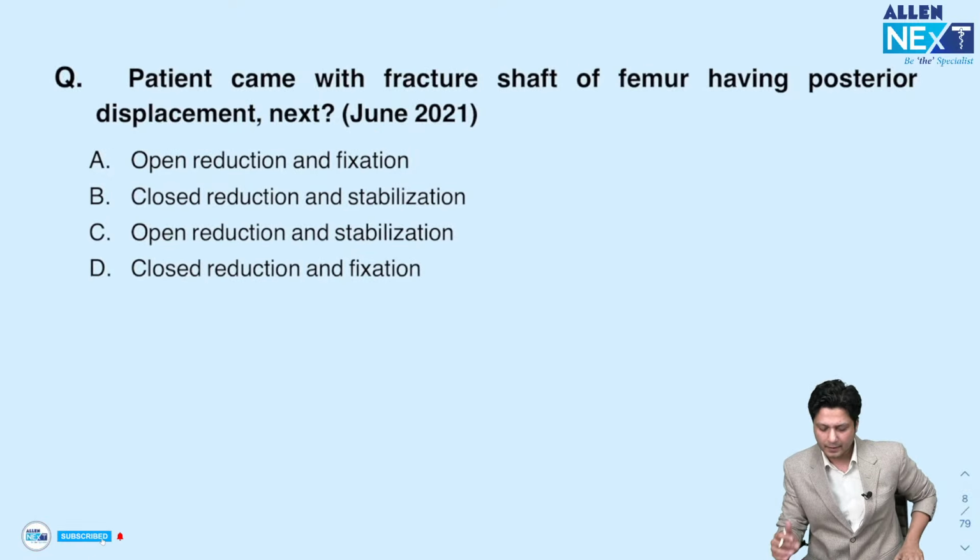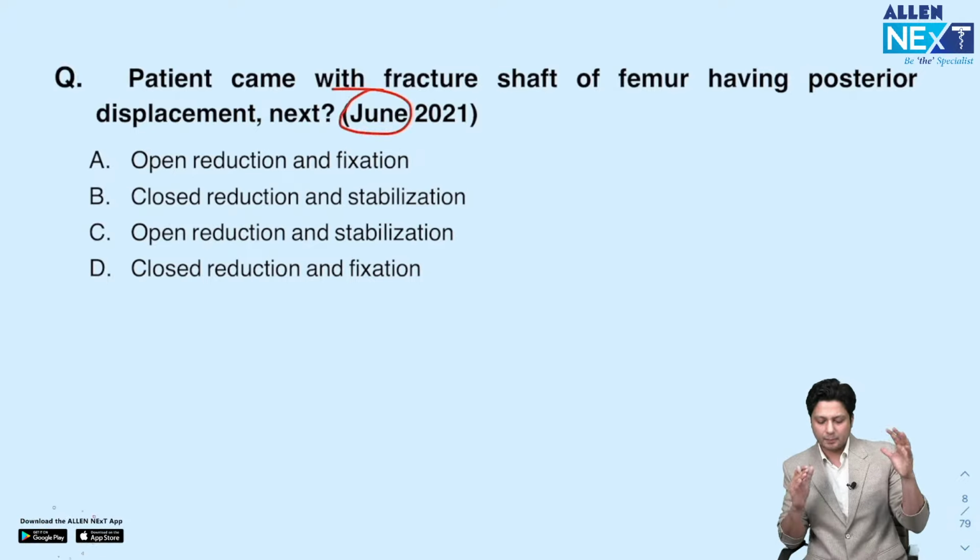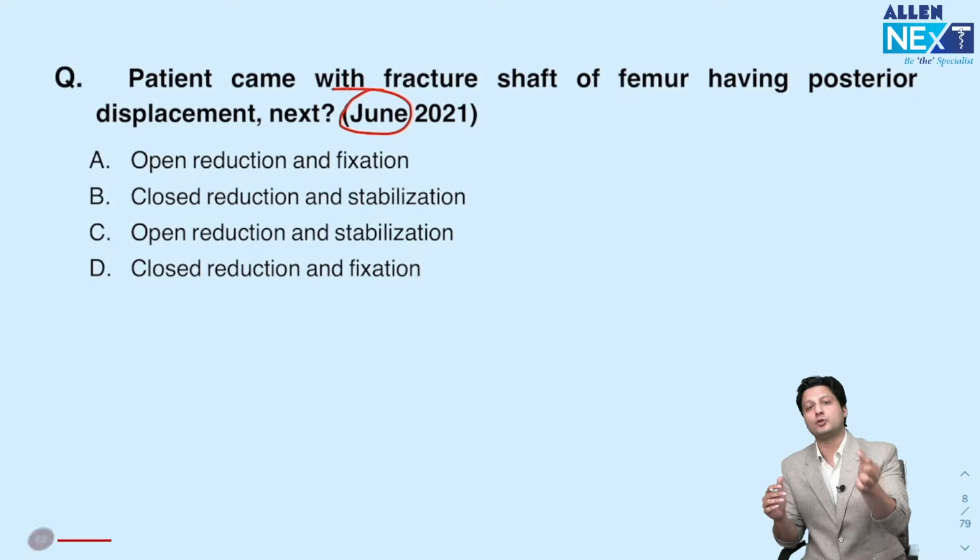One more question, again from the emergency. Then another question which was asked in June 2021 was that a patient came with a fractured shaft of femur with posterior displacement.